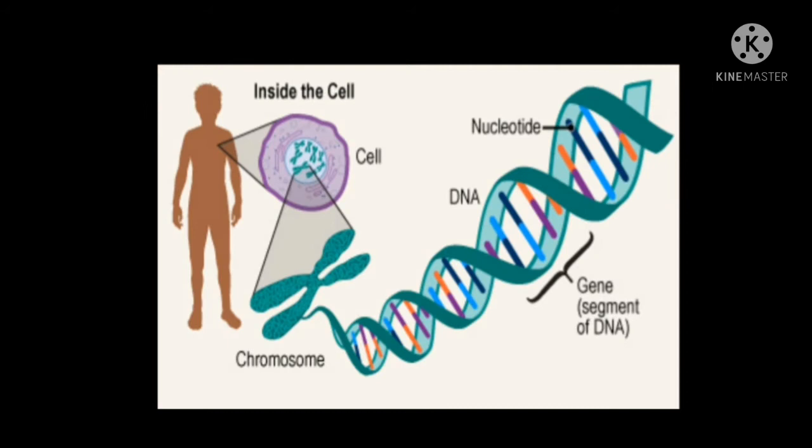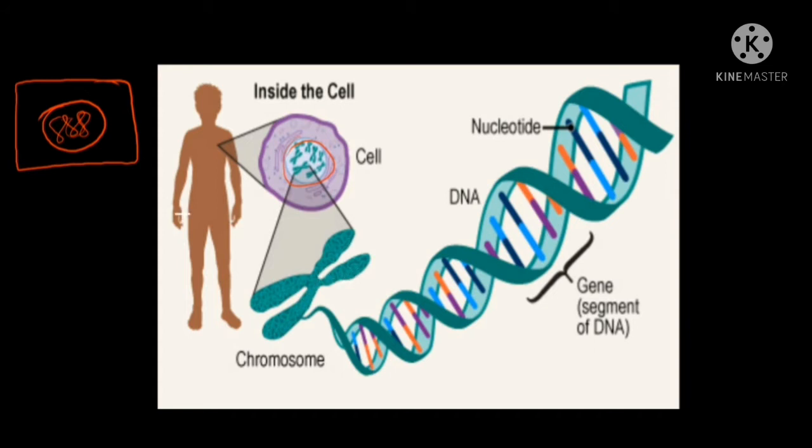This diagram shows a human being. We know that all living organisms are made up of numerous cells. Each cell has a nucleus at the center. This nucleus is composed of thread-like structures known as chromosomes. So this is the structure of a chromosome.